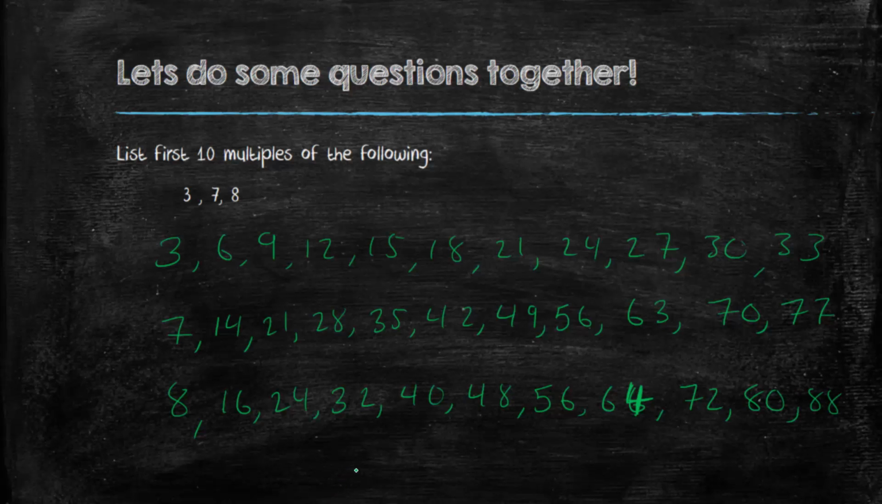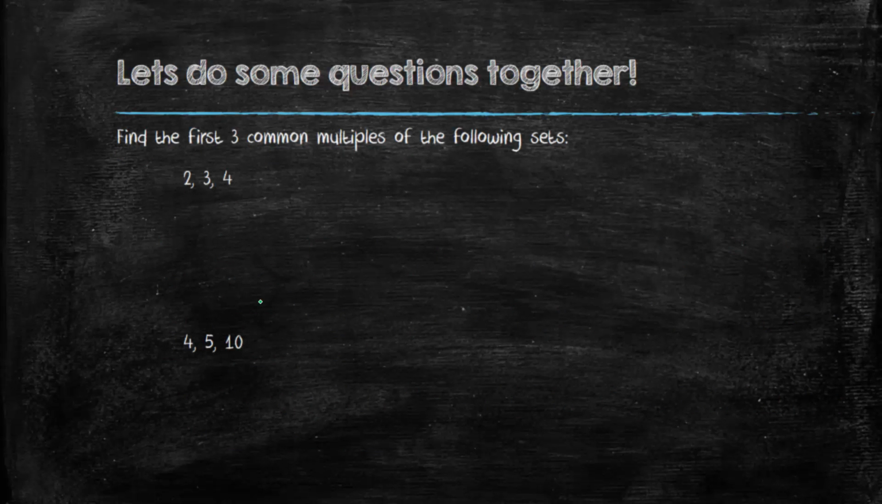These would be the 10 multiples of the following three numbers, 3, 7, and 8. And all I did here is add 8 in each case. I added 7 in each case, and I added 3 in each case. Pretty easy, right? Okay, let's do one more.